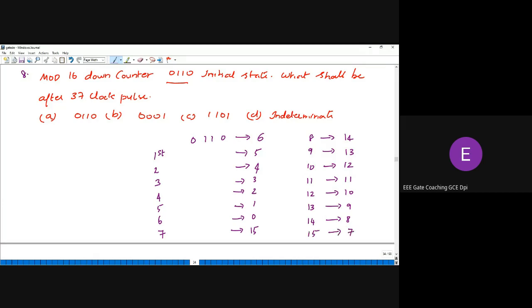So how many states are there totally? It should have only 16 states, right? 16 states.